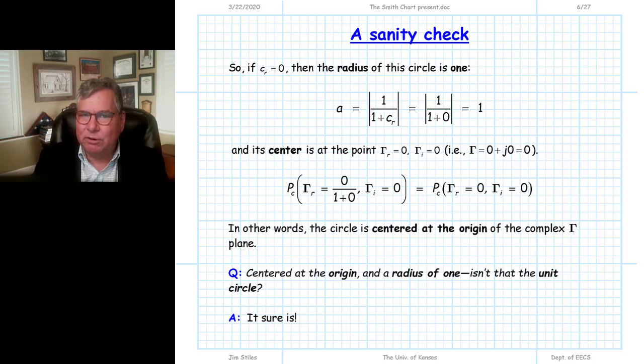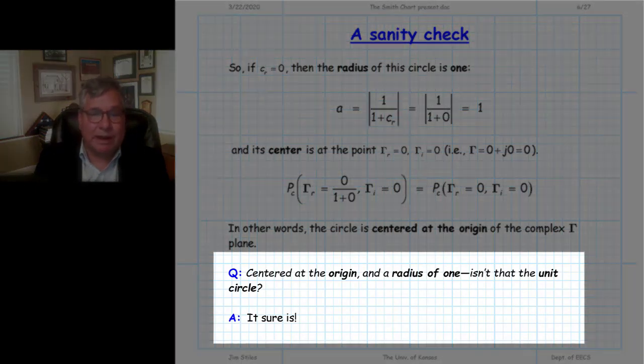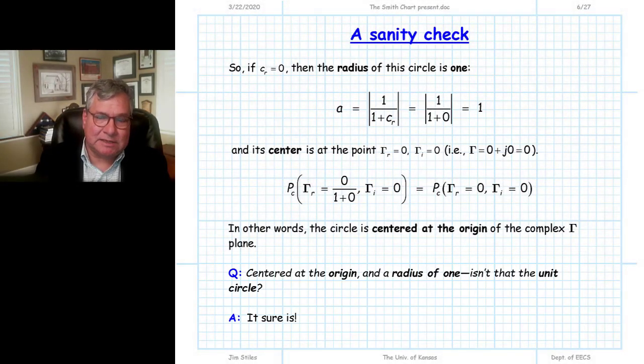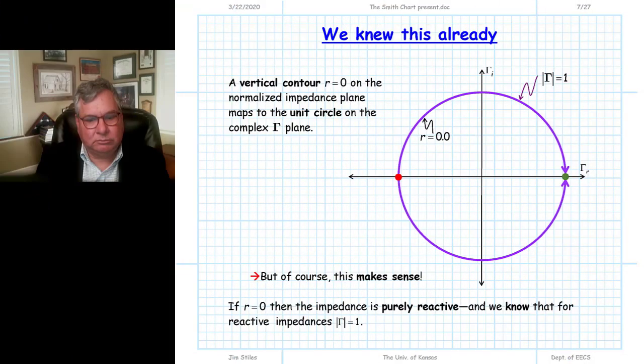Now think about this. We've seen this before, a circle that's centered at the origin and whose radius is equal to 1. We know this, of course, to be the unit circle, and this makes perfect sense for this example. So a normalized impedance whose real part is equal to 0, R equal to 0, are normalized impedances that are purely reactive. The resistive part is equal to 0. The impedance, therefore, is purely reactive.